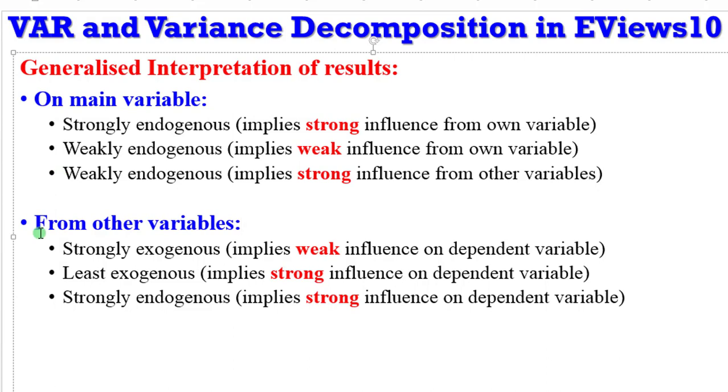Okay, now let's look at the influence from other variables. If they exhibit a weak influence on the dependent variable, you will say that they have a strongly exogenous impact. And if you also observe that they exhibit a strong influence on the dependent variable, then you can say that they are least exogenous, meaning they have a strong endogenous influence. So least exogenous and strongly endogenous implies the same thing. So when you are interpreting, you may use any of these terminologies or you may design your own.